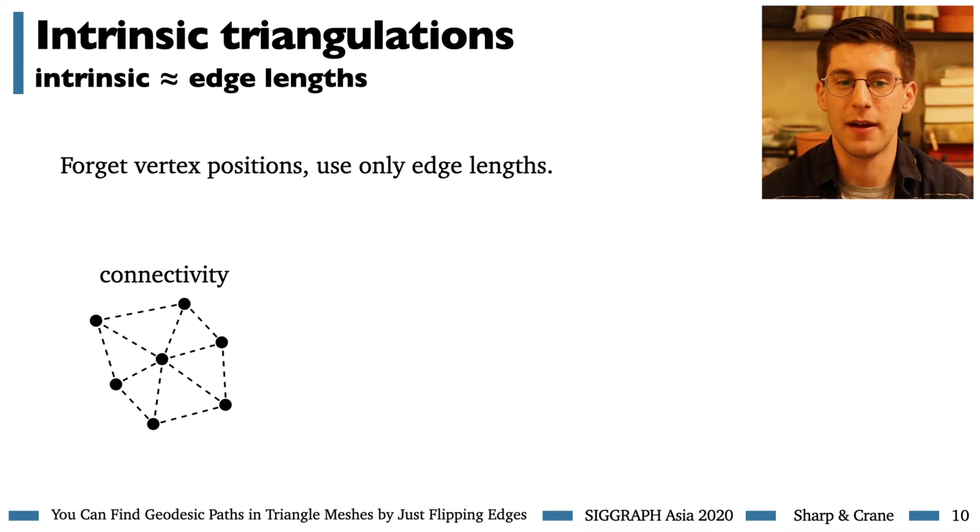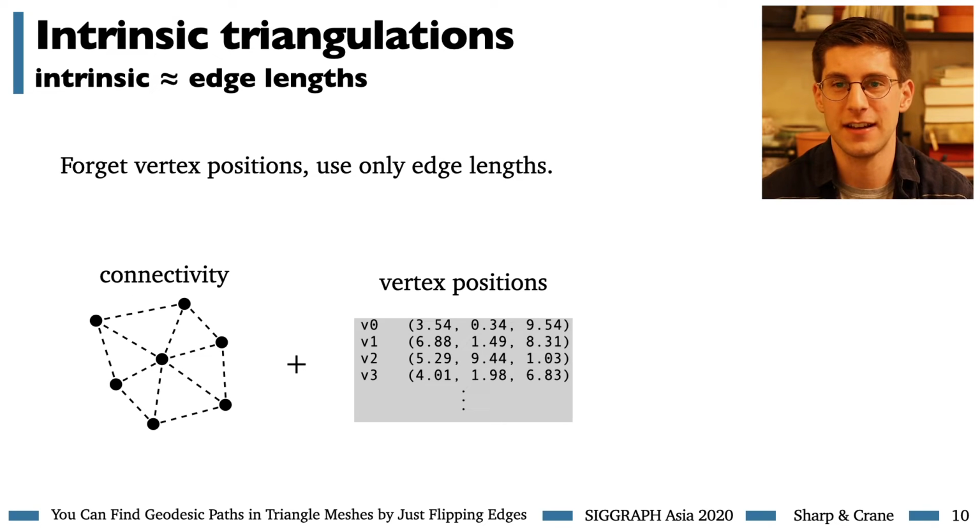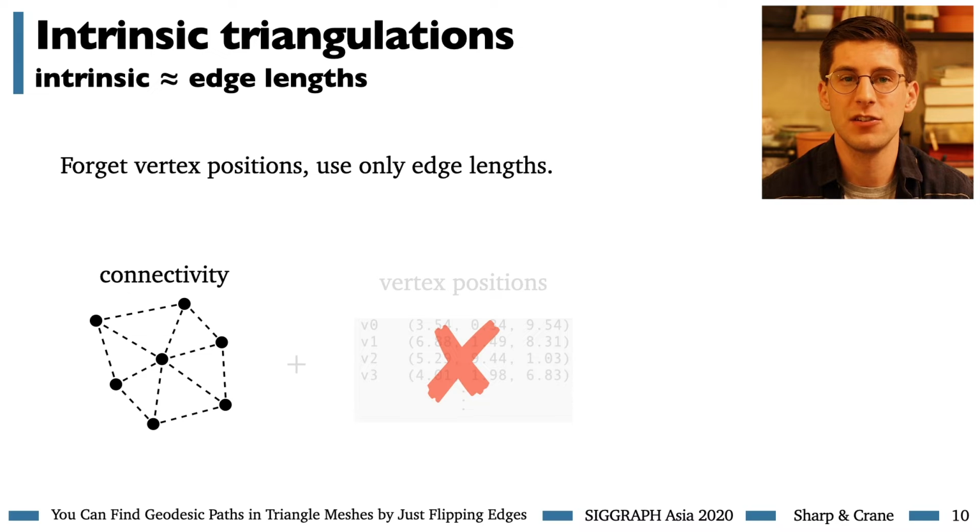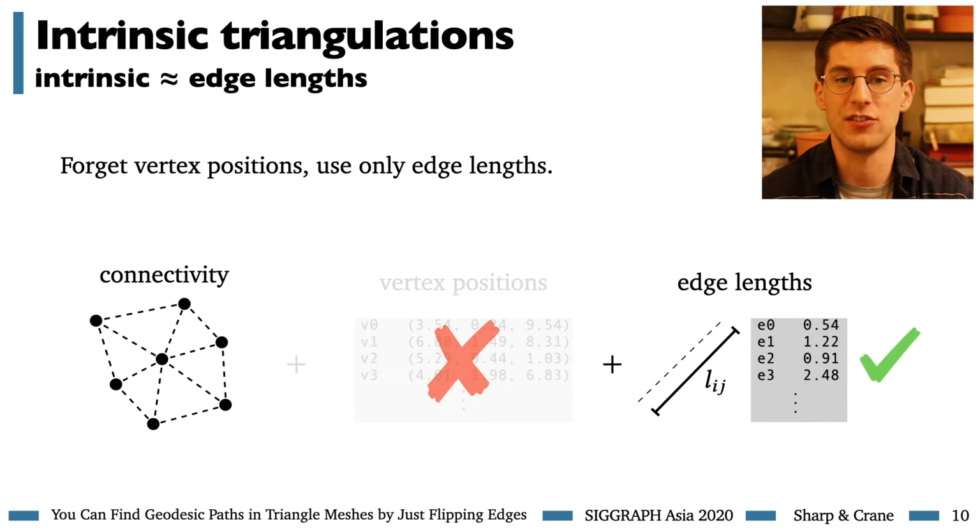So while usually we might store for a mesh its connectivity as well as a position associated with every vertex, we're going to throw away those positions and just store a length associated with each edge. This representation is important because it allows for a large space of triangulations of a particular shape, all of which exactly represent the original underlying geometry.